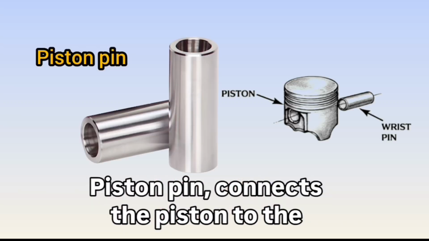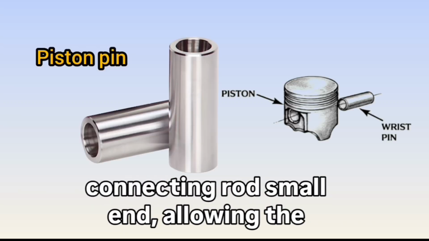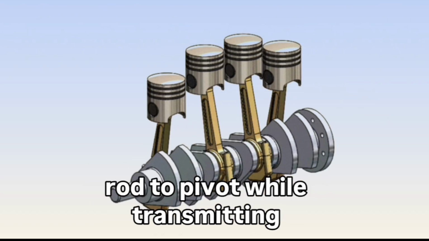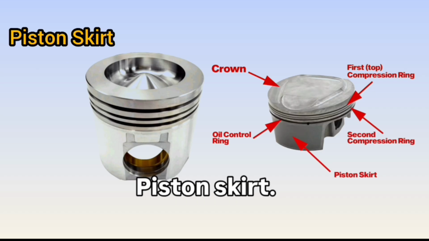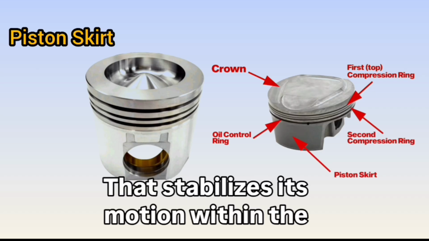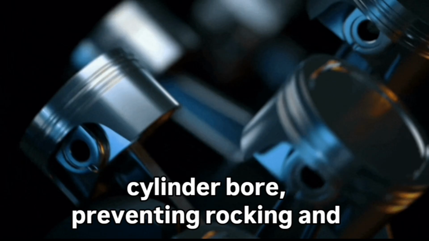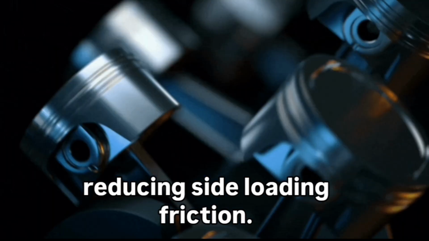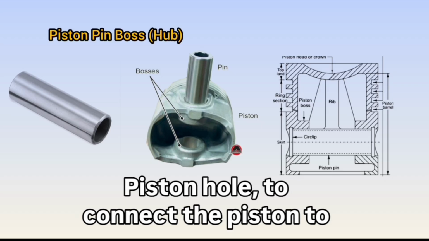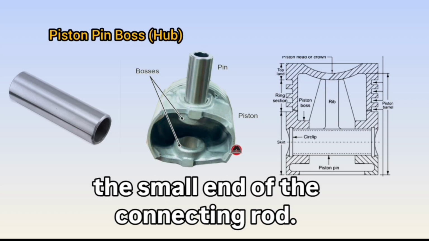Piston pin connects the piston to the connecting rod's small end, allowing the rod to pivot while transmitting combustion forces to the crankshaft. Piston skirt stabilizes its motion within the cylinder bore, preventing rocking and reducing side-loading friction. Piston hole, to connect the piston to the small end of the connecting rod.